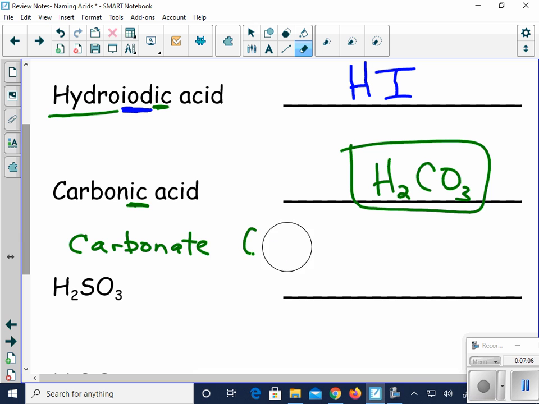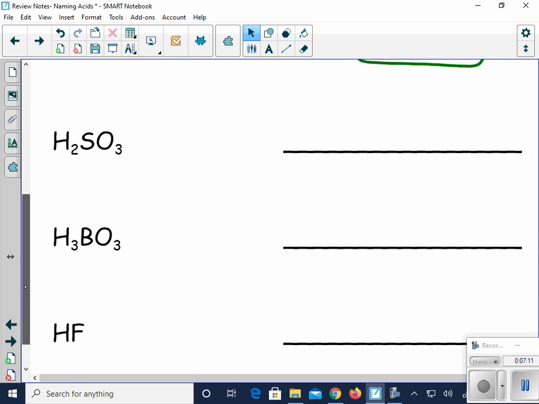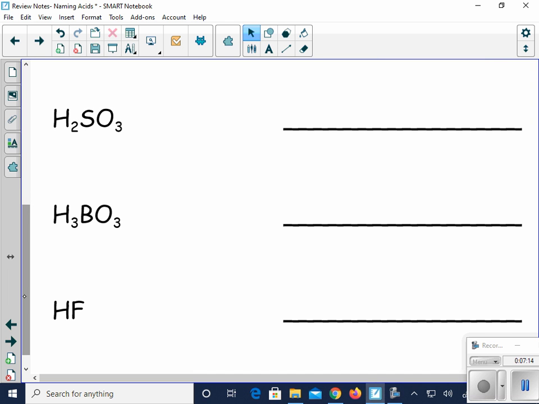Now, for the naming, these next 3 we're going to be naming using the formulas. So anytime I see an H leading off the formula, it's going to be an acid unless I'm dealing with water, because water is H2O. That's the only time we're not going to use an acid to name something that begins with H.